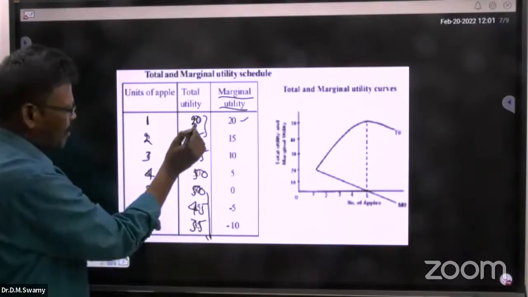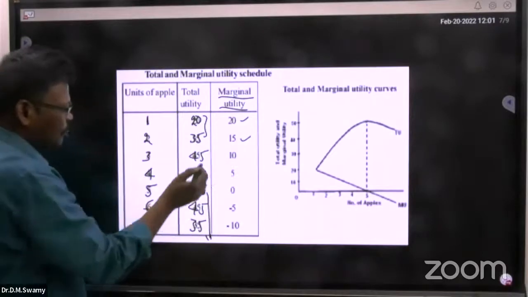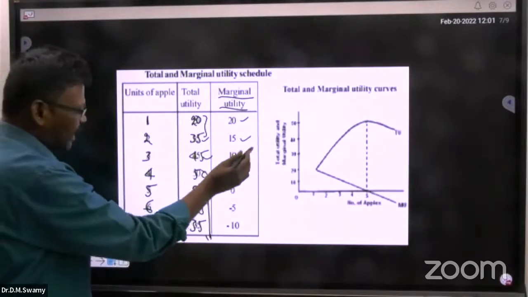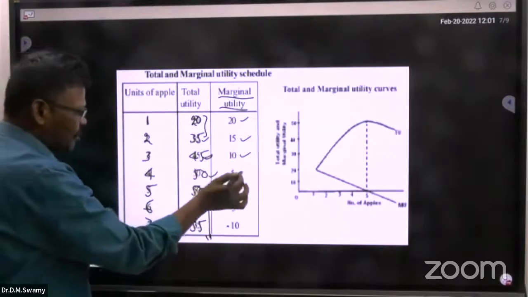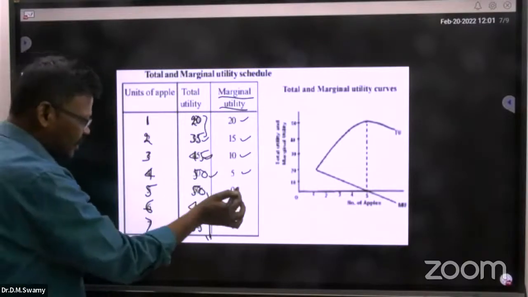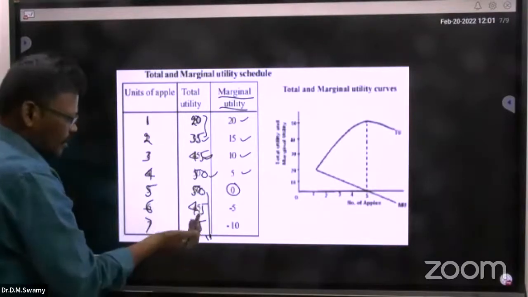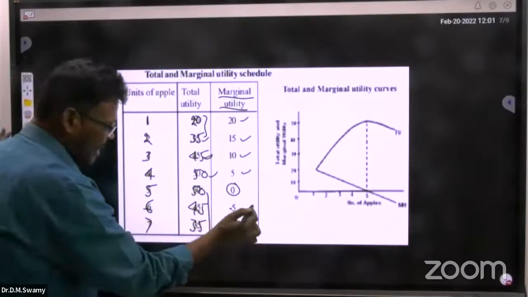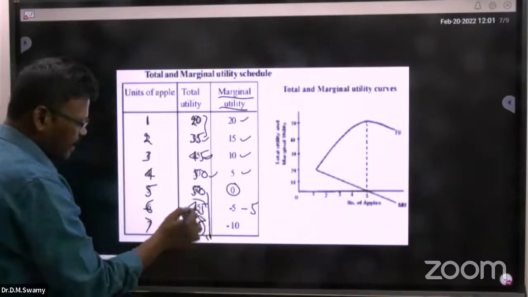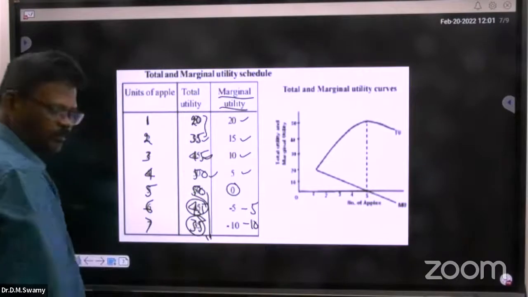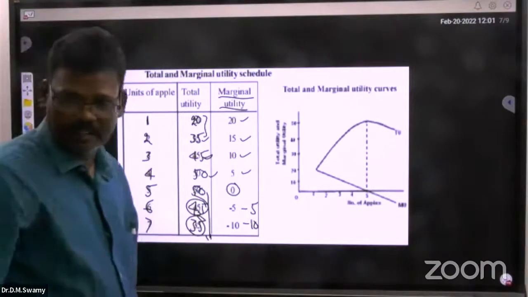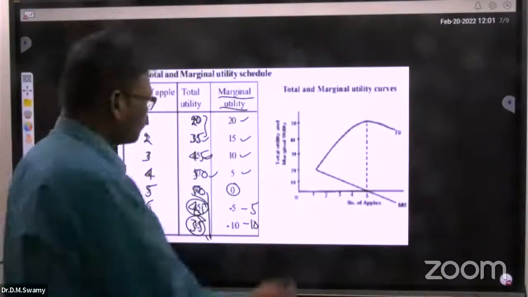35 minus 20 is equal to 15. 45 minus 35 is equal to 10. 50 minus 45 is equal to 5. 50 minus 50 is equal to 0. 45 minus 50 is equal to minus 5. 35 minus 45 is equal to minus 10.